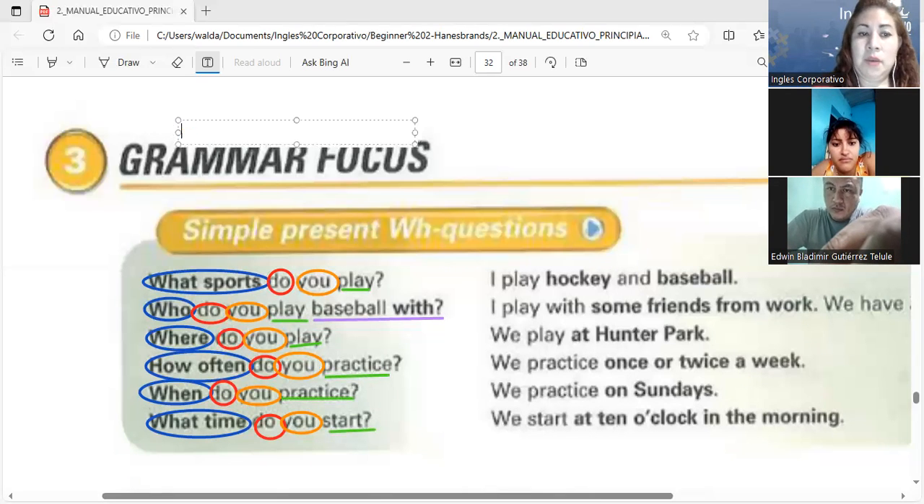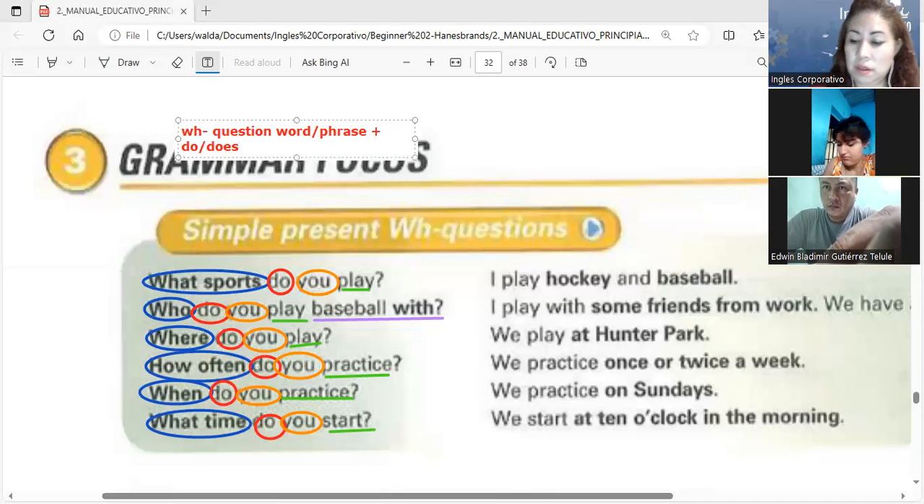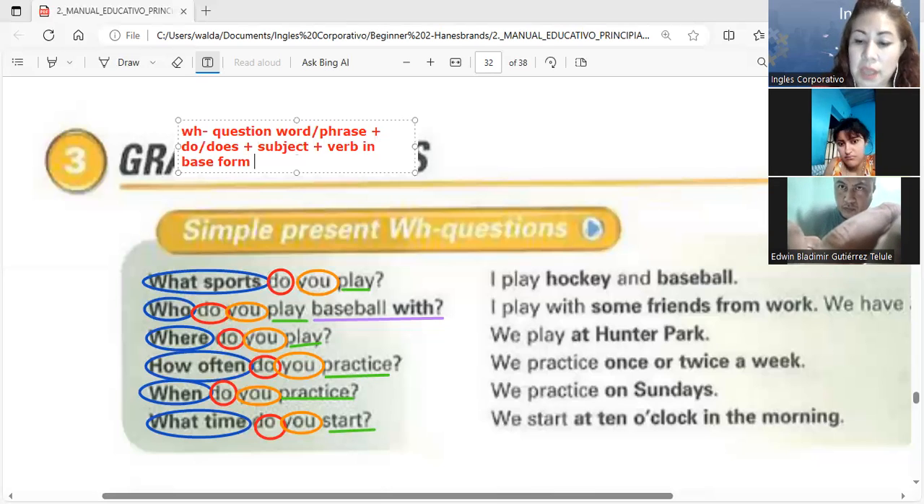We have the WH question word or phrase, plus do or does, plus subject, plus verb in base form. And if it's necessary, we're going to be adding a complement. Okay, and that is the structure.